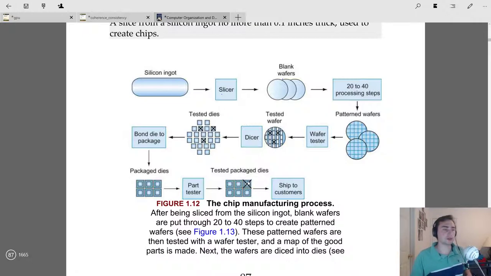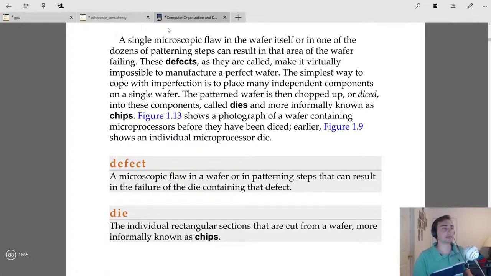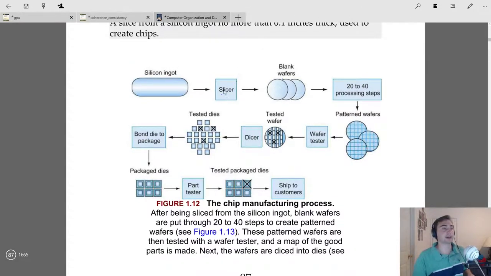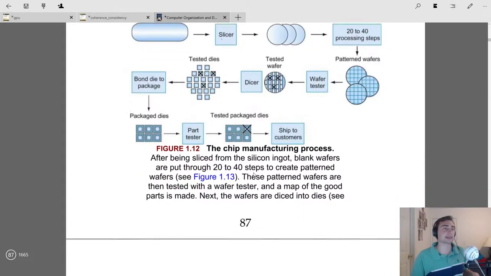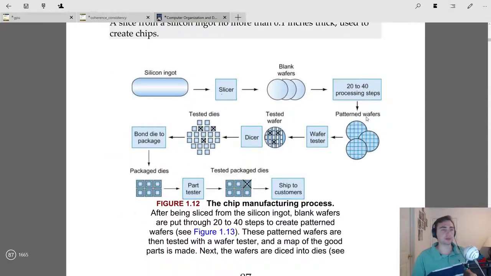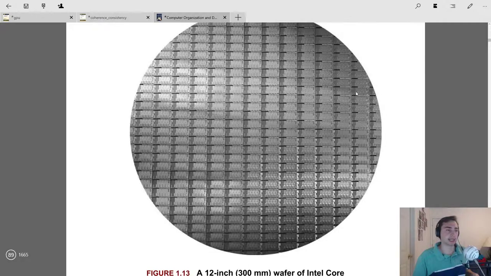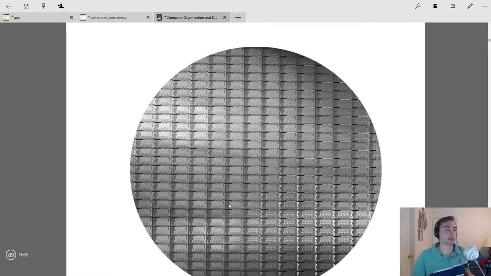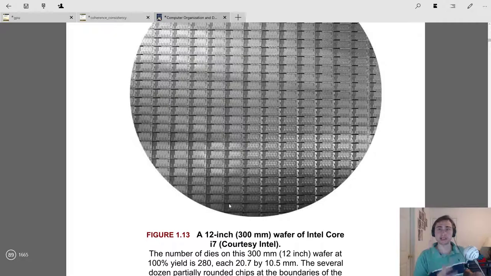Okay, so moving on a little bit. We really care about these defects, and again, it's impossible to have perfect manufacturing. There might be defects incurred by the slicer, something that happens during processing, or something that happens when we're bonding the die to a package. So we have to test at a lot of points in this. Basically, the wafer that we get out of those 20 to 40 processing steps looks something like this afterwards. We've got this cylindrical wafer, and this is actually a wafer that's stamped out with a bunch of i7 processors. This is basically your i7 processor before it gets cut up and bonded to a package.